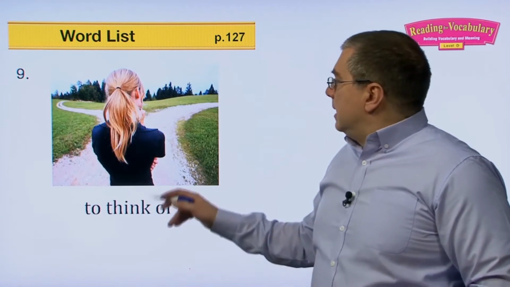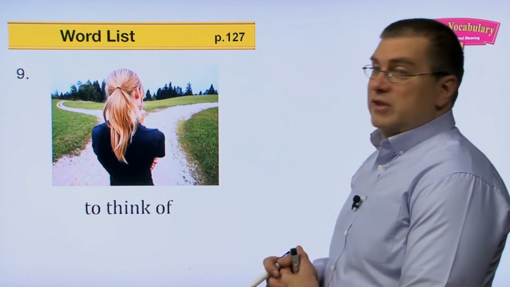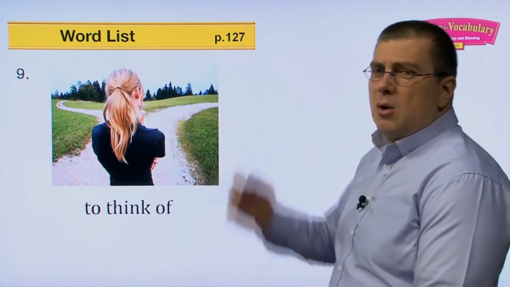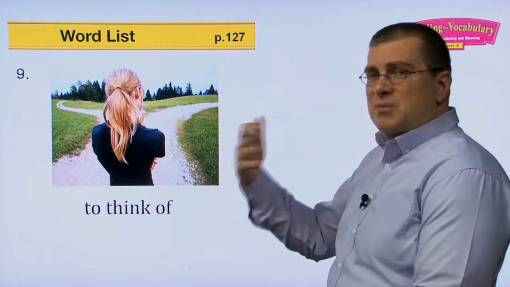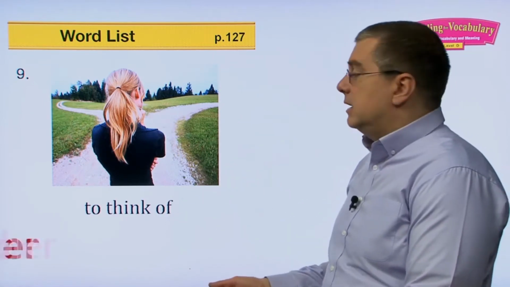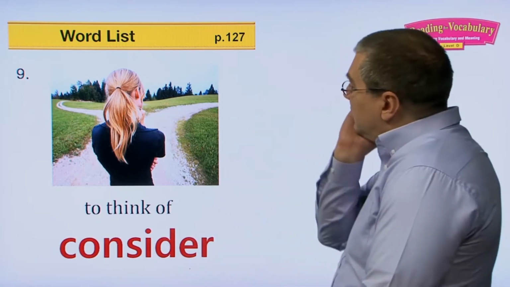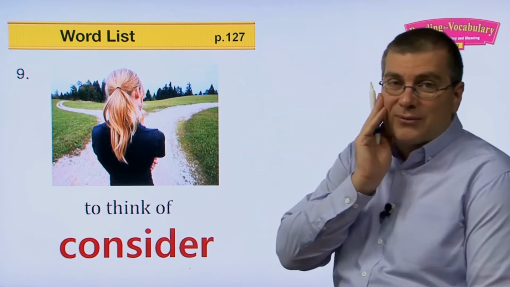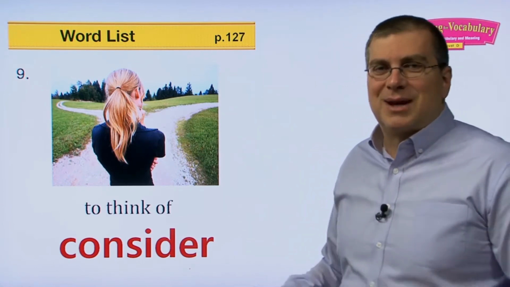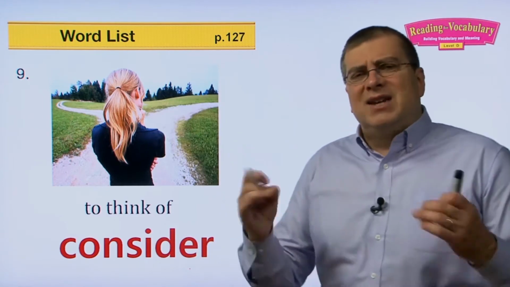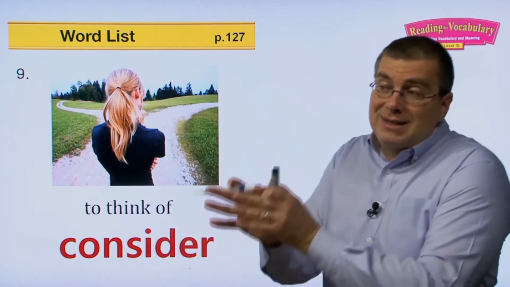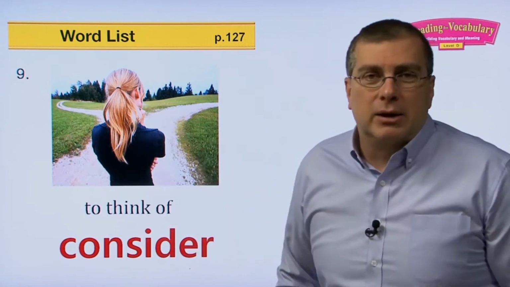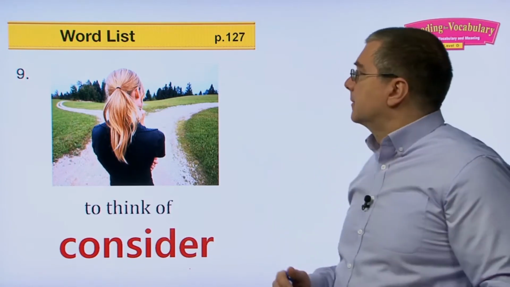Okay, number 9. Now this girl has a decision to make, right? She can go right or she can go left. So she's thinking of something. What is the verb that means to think of something, especially to think about it deeply? It is to consider. She's considering, okay, what's the fastest way to get to the store? Should I go right or should I go left? She's considering her choices. Especially when we have a choice to make, we consider the good points and the bad points about each choice, and then we make our decision. So we consider.